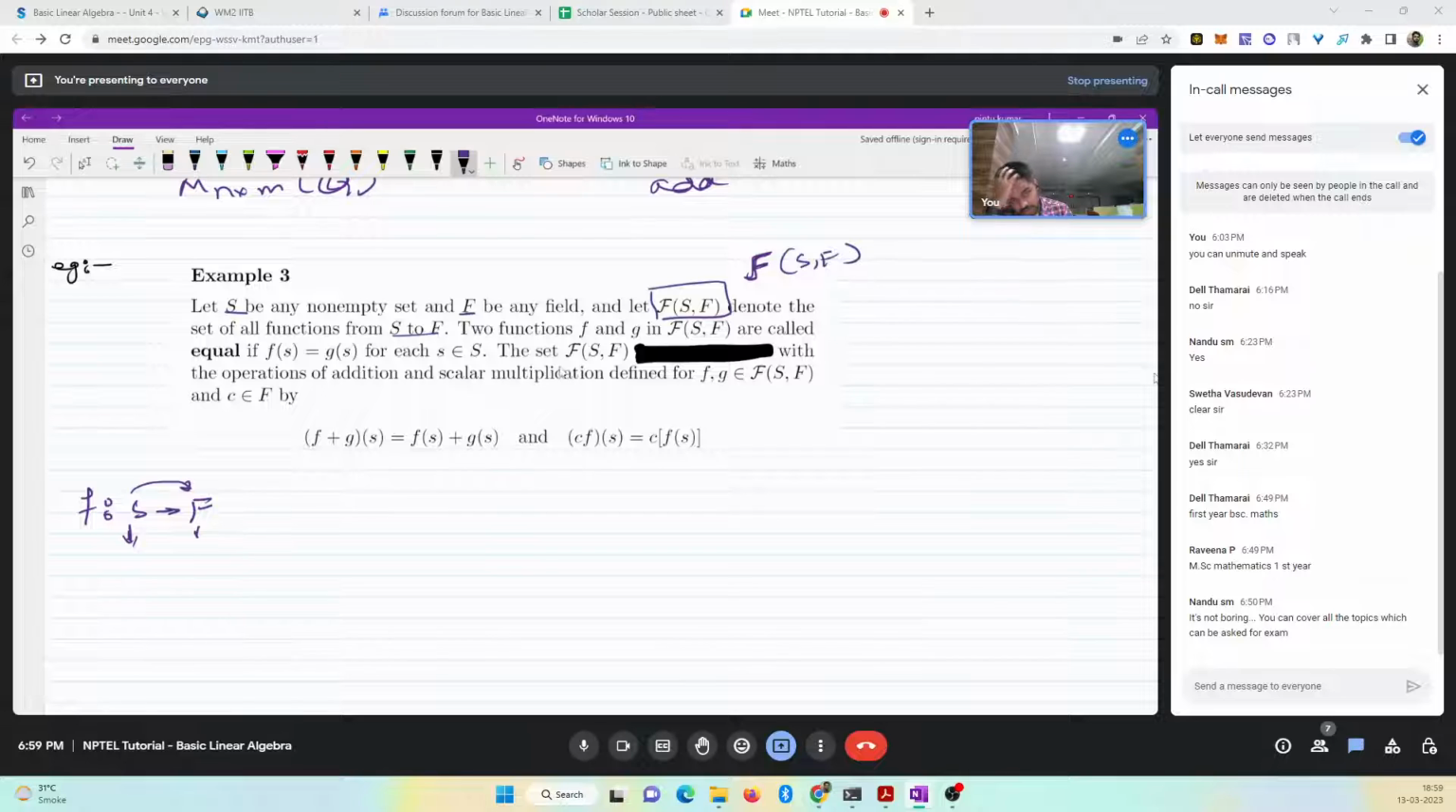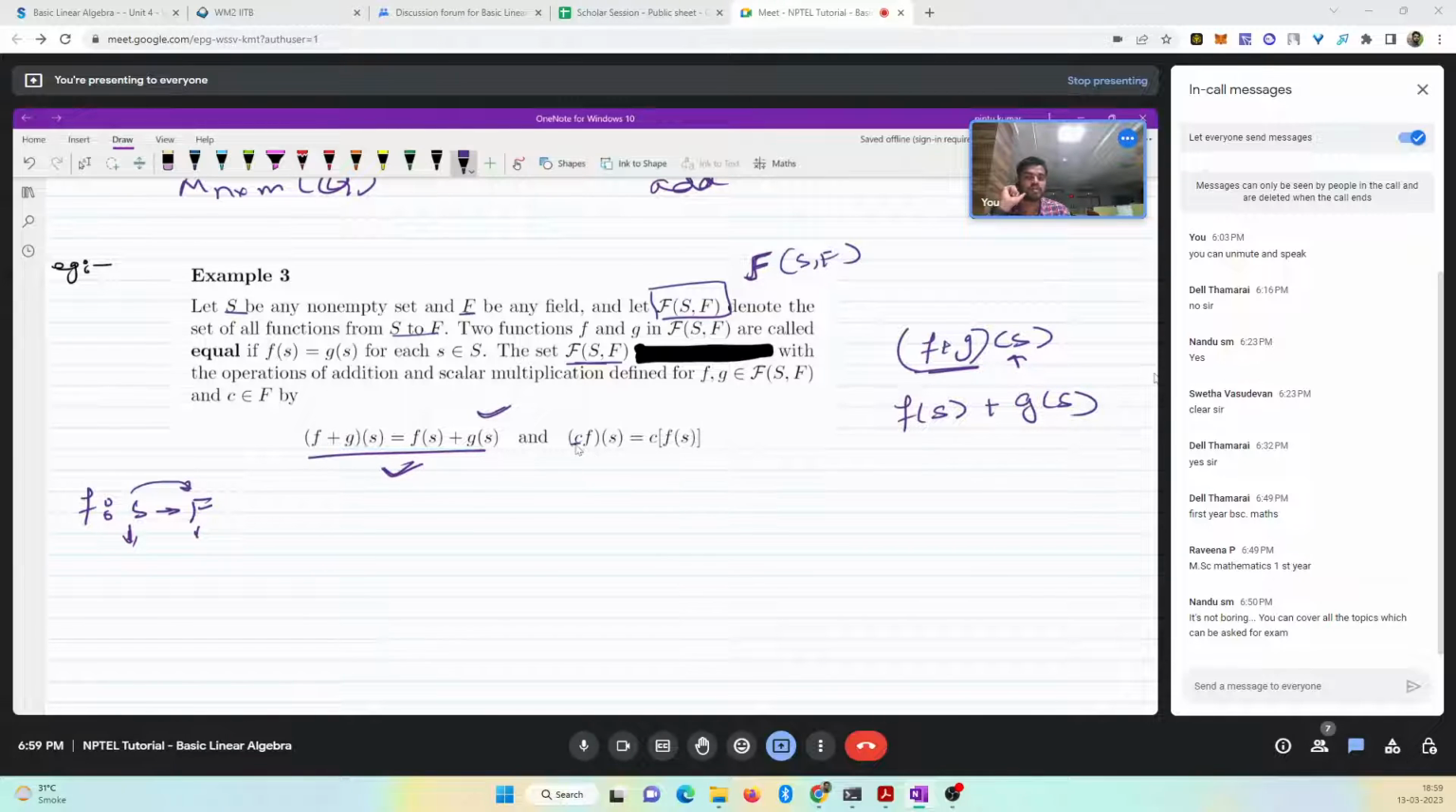Now this set, along with the operations that we are given, we have to check whether this is a vector space or not. So how do we add two functions? Let's say we have f and g. This is a new function, f plus g. If we want to obtain its value at some point s, we obtain f plus g of s. This is how addition is defined, right?